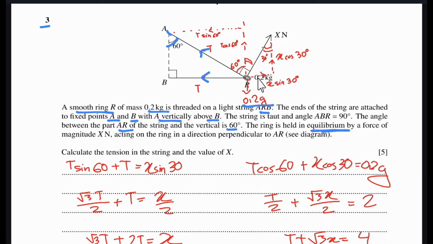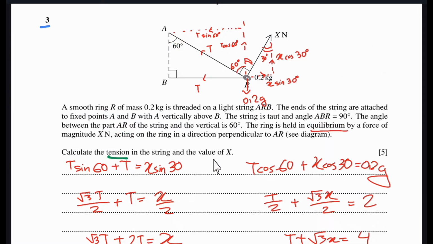So the ring is held in equilibrium. That means all the right force is equal to the left force and the up force is equal to the down force, since the ring is in equilibrium. That means there is no net resultant force. The force of magnitude x Newton is also acting on the ring in the direction perpendicular to AR. So this x Newton is perpendicular to AR.